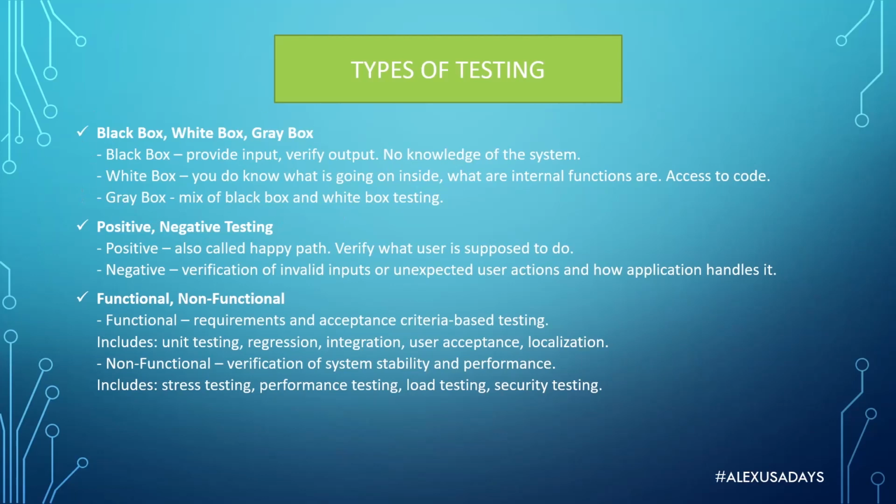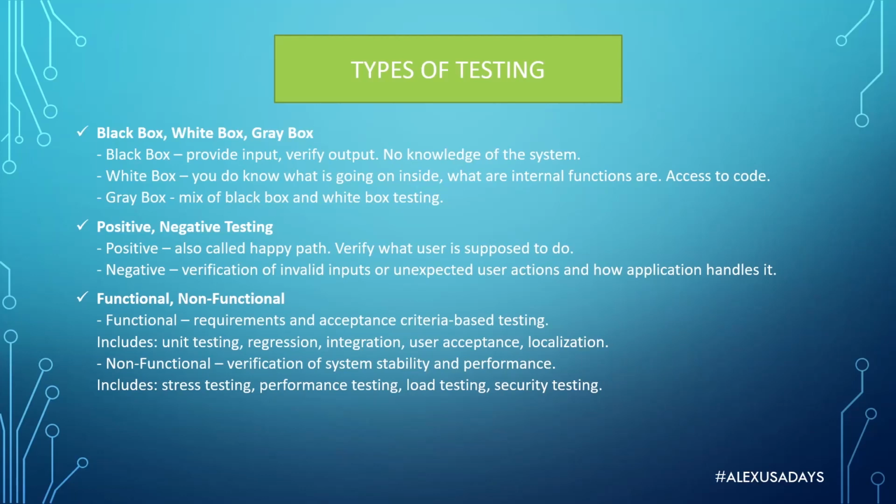So you can have black box, white box, or gray box testing. With black box, you provide input and then you get some output back. You verify this output, and you have no knowledge of the system. The black box term actually comes from programming, where it means exactly the same thing. You receive some sort of system that you need to work with, but you have no clue how it works inside. You can't really look in the code. So black box testing is mostly like manual testing without access to the code.